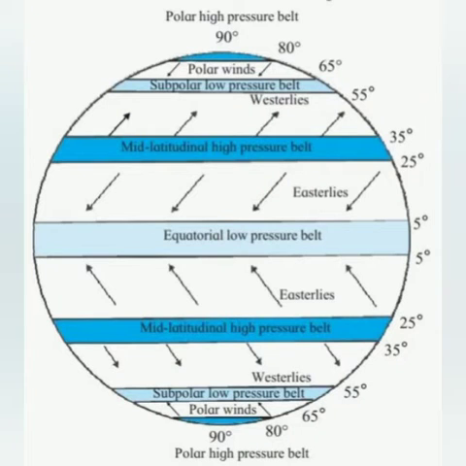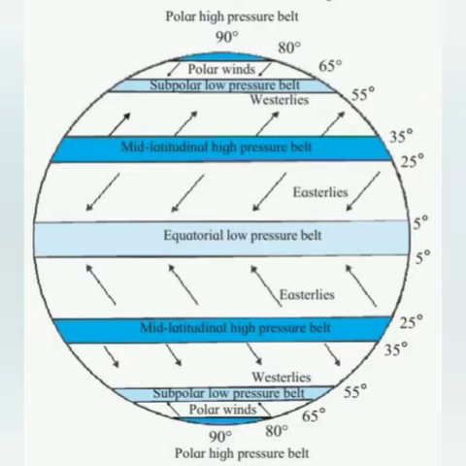Next one, subpolar low pressure belt. This low pressure belt is very near to the polar regions, the 90-degree north polar region and 90-degree south polar region. It lies between 60-degree latitude to 65-degree latitude. It is on both sides, in both hemispheres, meaning the northern hemisphere and the southern hemisphere. So next one is the polar high pressure belt.